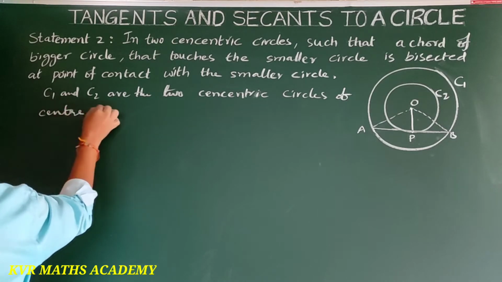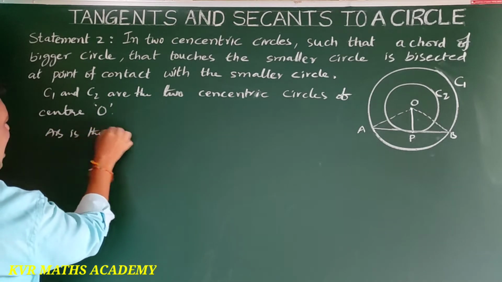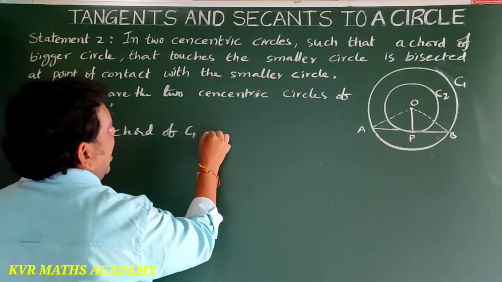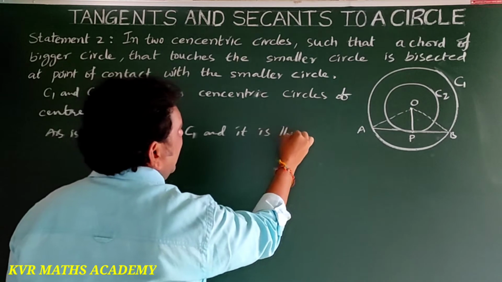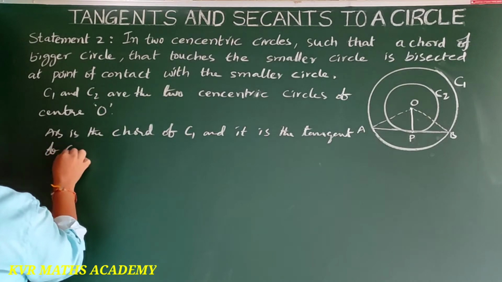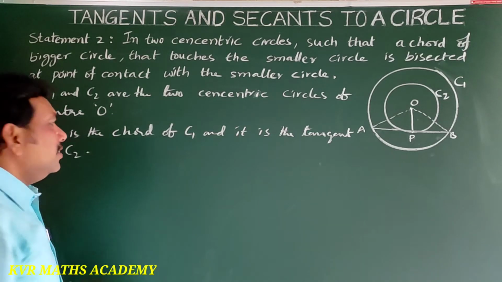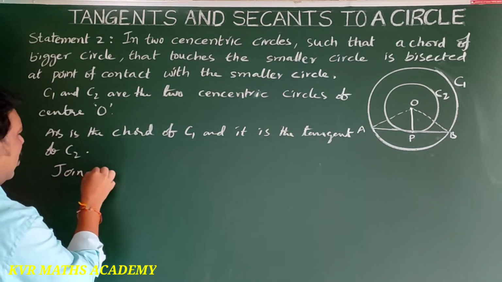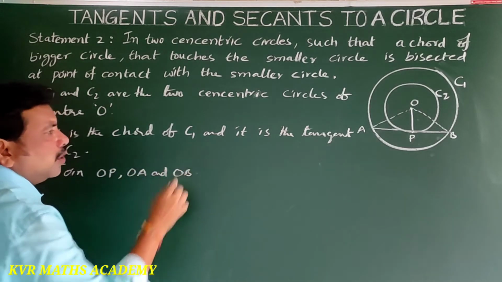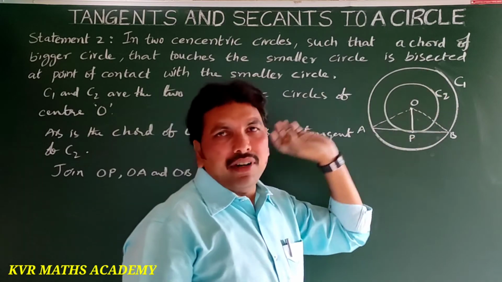Center O, right? Next, AB is the chord of C1 and it is a tangent of C2, right? Yes. Next, join OP, OA and OB. OP is the radius of C2, OA and OB are the radii of C1, isn't it?